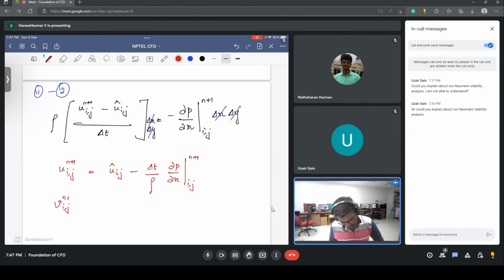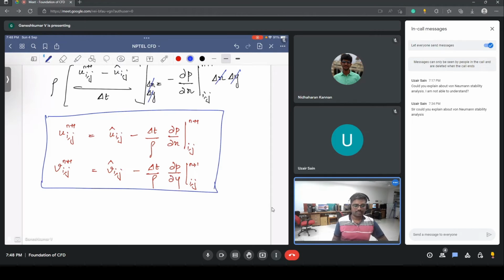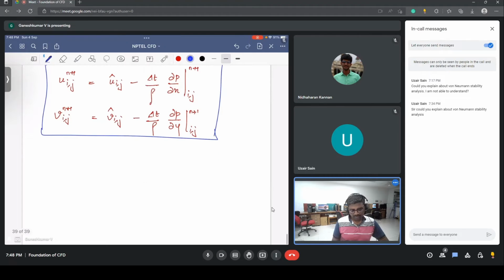Okay, so similarly we can write v(i,j). It will be the same as the above, but it would be dou p by dou y at i and j at n+1. Okay, so if we know the pressure gradient now, we can use this equation to find the corrected velocity. This u(i) n+1 and v(i) n+1 is the corrected velocity. Now our aim is to find this dou p by dou x.